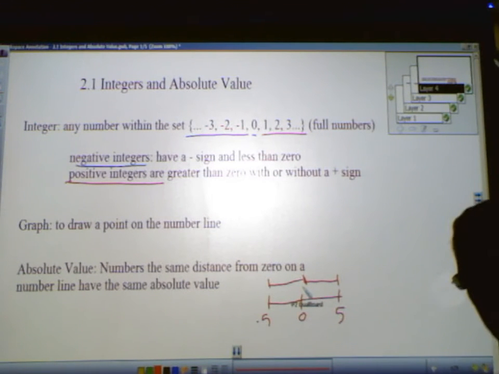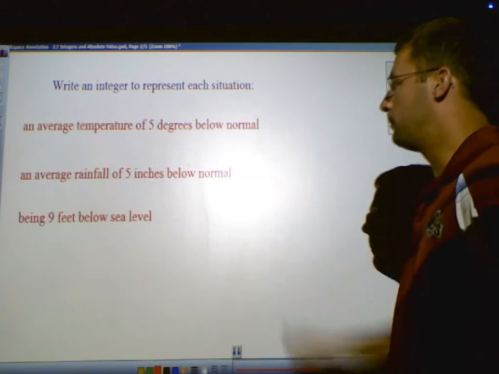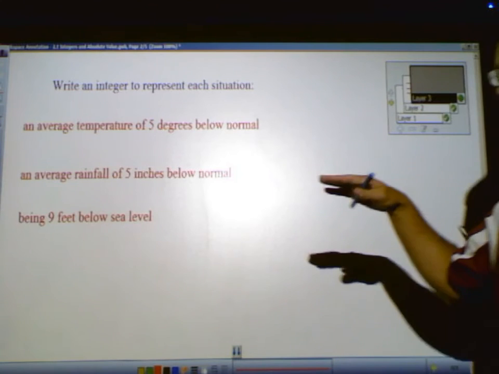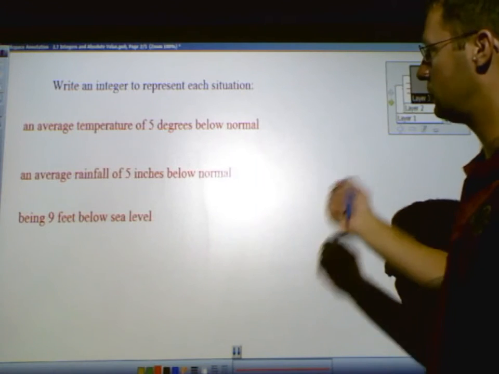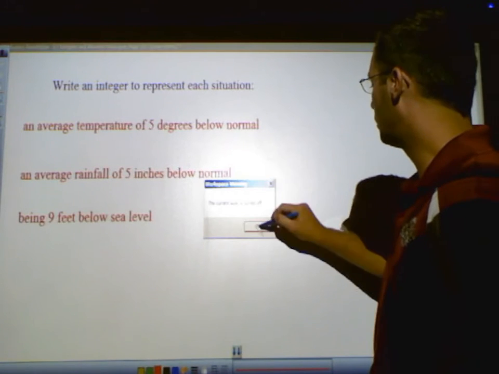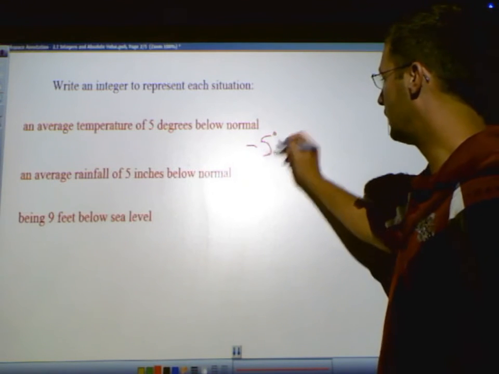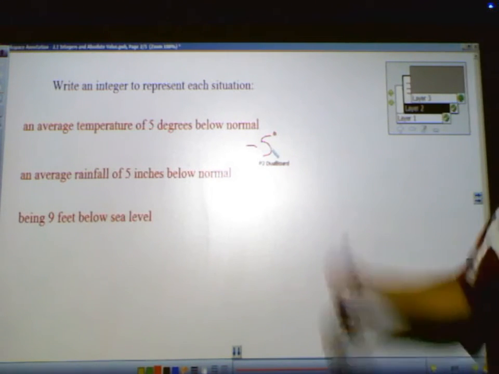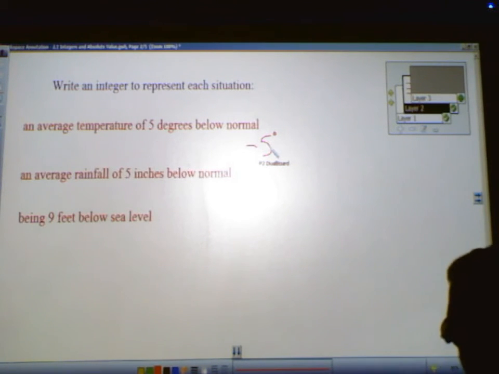But just so we can get a couple examples going here before tomorrow, we're going to look at just some integers in general. We want to write integers here to represent each situation. So if I have an average temperature of 5 degrees below normal, that means that I am below wherever my starting point typically is. Okay, so I am below, which tells me that I'm going to be negative. Okay, so if I think of temperature, when it's super, super cold, I'm going to have a temperature of maybe negative 5 degrees. Okay, so I use a negative, I show negative 5, and I use my degree sign. Okay, so I have negative 5 degrees, I'm 5 degrees below normal.